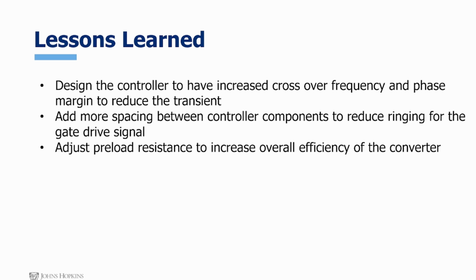And in terms of lessons learned, for the design of the controller, we could have had increased crossover frequency as well as a larger phase margin to reduce the transient. I could probably add more spacing between the controller components to reduce ringing for the gate drive signal, as well as adjusting the preload resistance to increase the overall efficiency of the converter. In CCM, the overall efficiency does tend to suffer compared to CCM at high loads and DCM at low loads, so I might approach that method for an iteration.